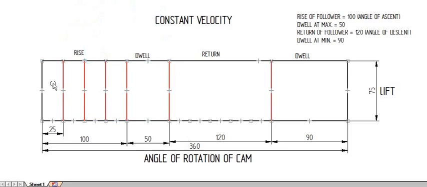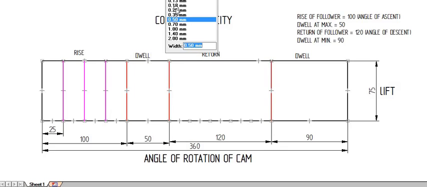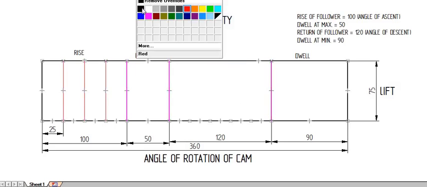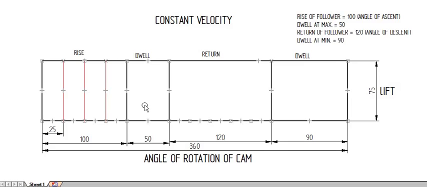So here I will choose a lighter line. I am using a thin line. I have divided this into 4 sections. So I have to give a number starting from 0. Always start from 0. This will be 1, 2, 3, and the last will be 4.